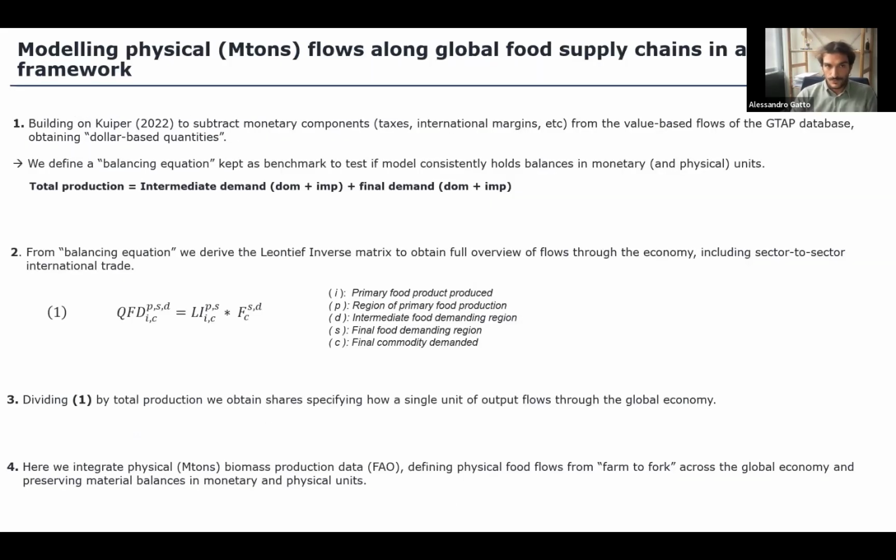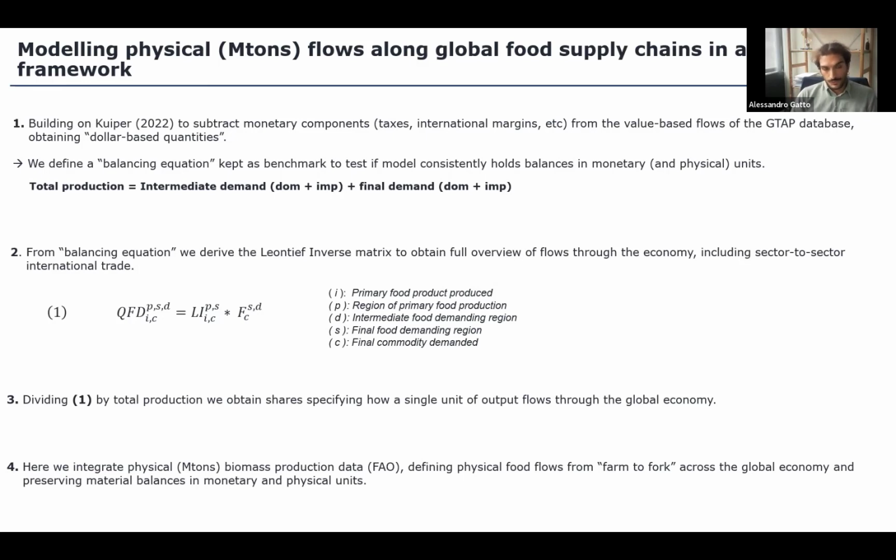So with this data, we then focus on the physical tracing in a general equilibrium framework. I build on work from Mareike Kuiper, where she subtracts the monetary components out of the value-based flows of the GTAP database. Through this, we obtain a proxy for physical quantities, defined as dollar-based quantity. And in this, we define a balancing equation that we keep as a benchmark to test if, after our simulations, the model consistently holds these material balances in both monetary and physical units. This balancing equation is quite straightforward. It equates total production to intermediate demand, both imported and domestic, and final demand, both imported and domestic.